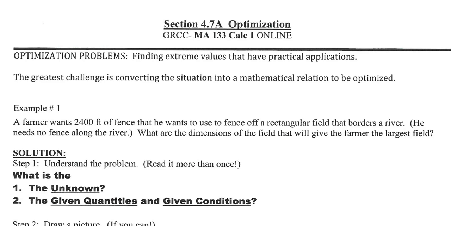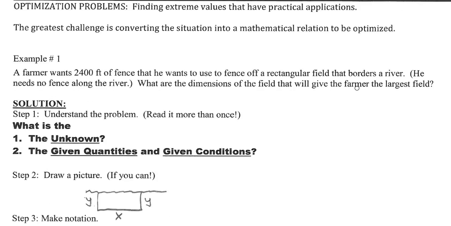Optimization problems boil down to finding extreme values that have practical applications. Our biggest challenge is converting the situation into a mathematical relationship to be optimized. Let's look at an example.